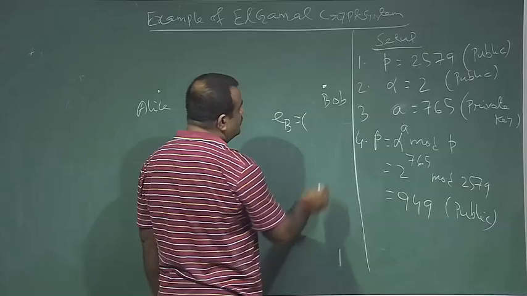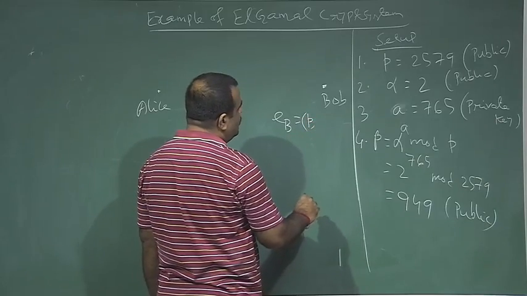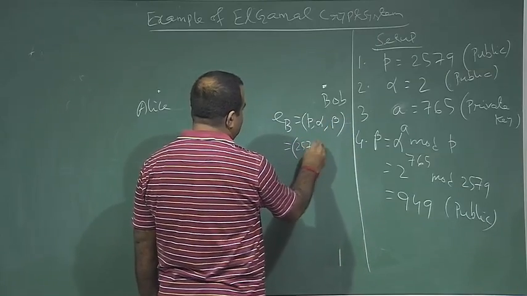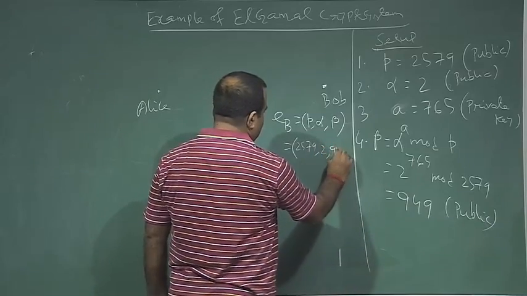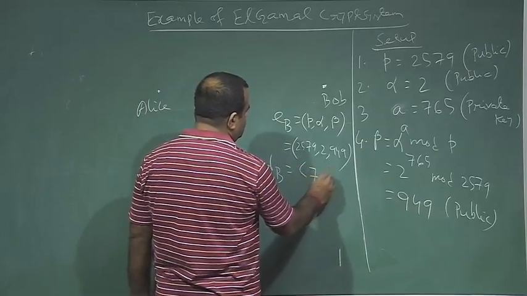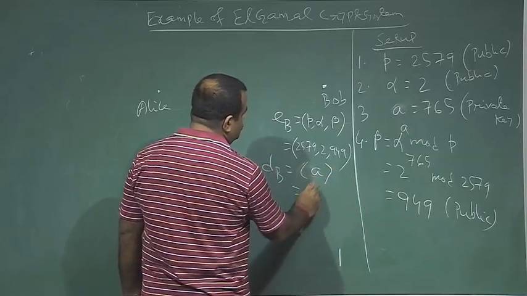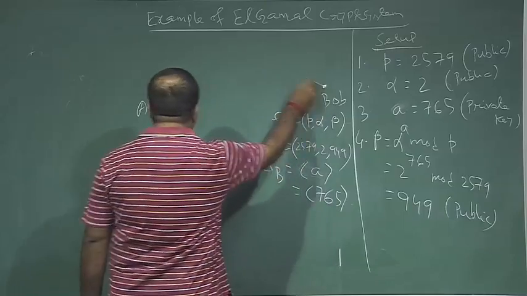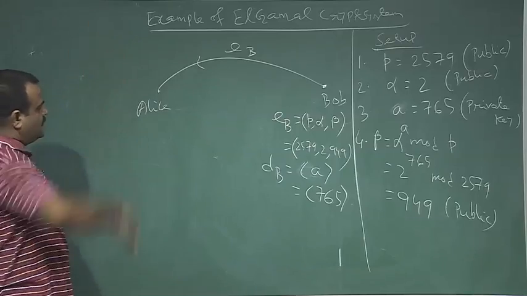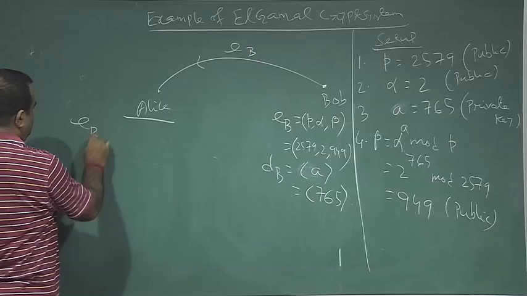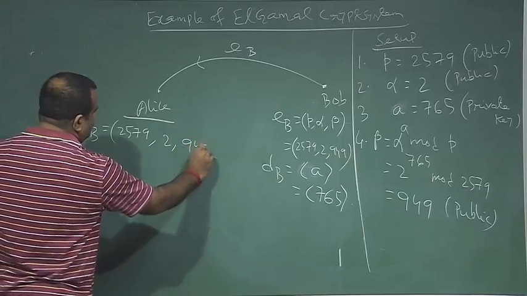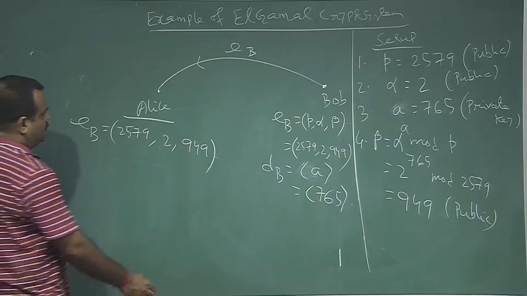So, this is basically P, then alpha, then beta, this is the public key. P is 2579, alpha is 2 and beta is 949, and the secret key of Bob is basically A. Bob chooses A, and Bob makes this EB public over the public channel or in the public key directory. So, Alice has this EB, Bob's public key, because Alice wants to send a message to Bob. Bob needs to run this setup phase in order to get his public key private key pair.